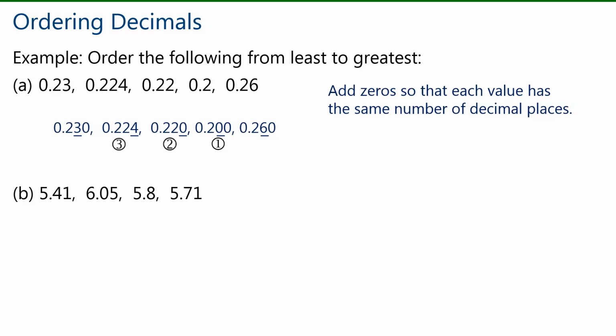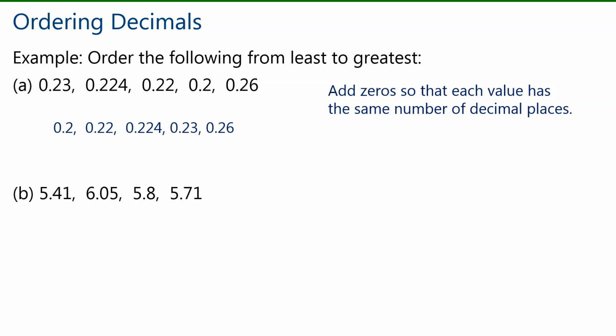Then we can go back to looking at the hundredths place. I have a 3 and I have a 6. So 3 would be next, and 0.26 would be the largest. Now when I go to write my numbers from least to greatest, you always write the original list. So I would write 0.2 first, then 0.22, 0.224, then 0.23, and then 0.26. So it looks like this.